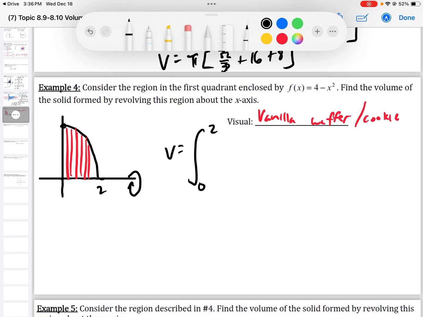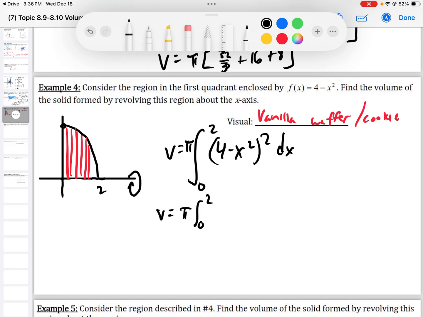All right, so from 0 to 2, okay, what are we doing again? It would be dx, I'm rotating around the x-axis, so dx. So the radius is 4 minus x squared, and then, oh, forgot the pi. All right, so the volume is equal to pi from 0 to 2.